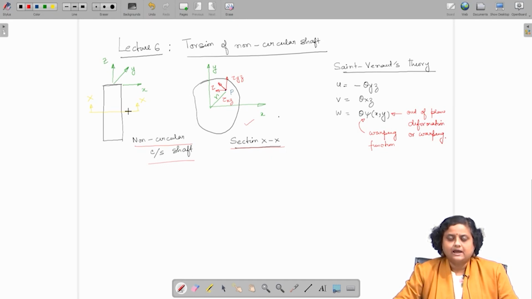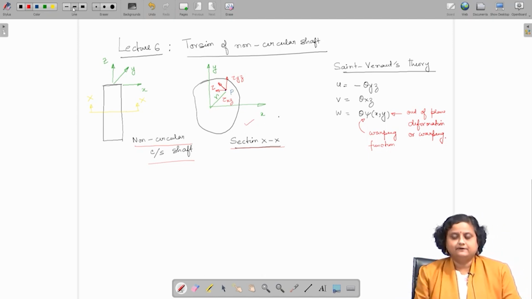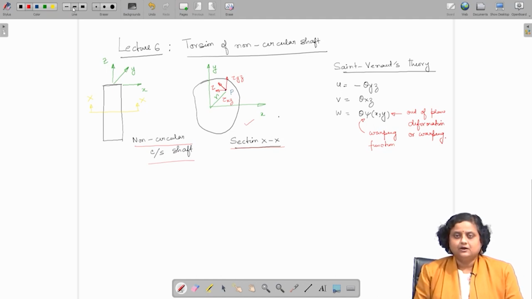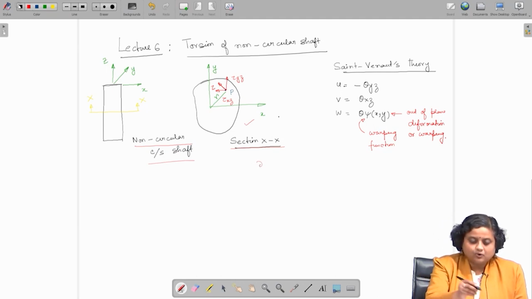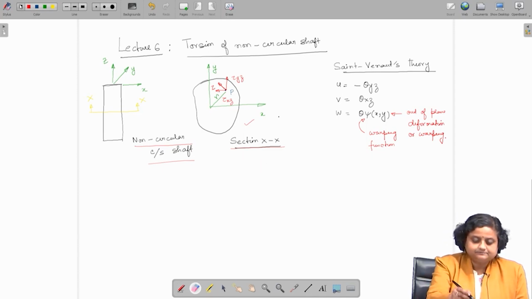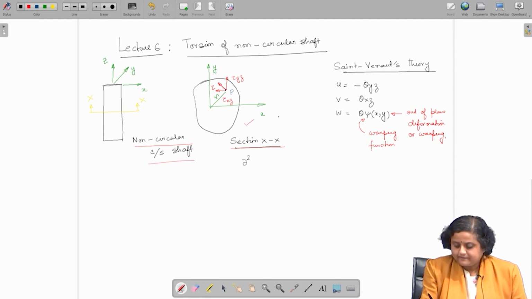So, we have seen that in order for this displacement fields to satisfy the governing equilibrium equation and the boundary condition, they need to satisfy certain constraint, which we have derived in the last class. So, I will just rewrite it to summarize what we did in the last class. So, in the last class we have seen that the warping function psi needs to follow these two criteria.